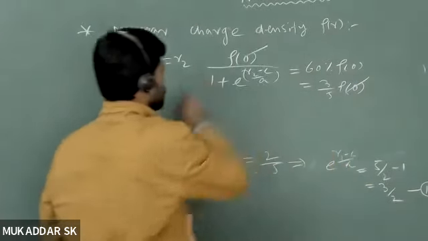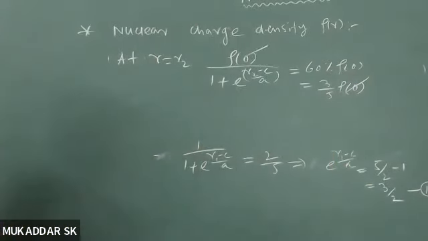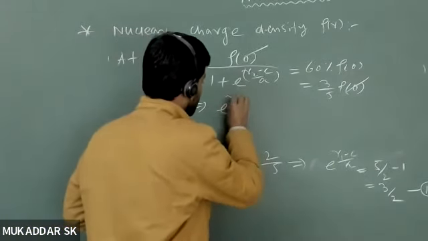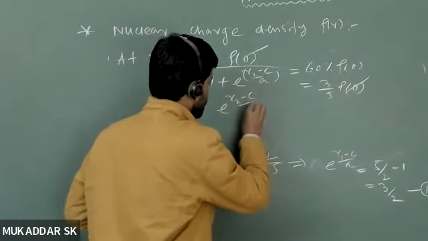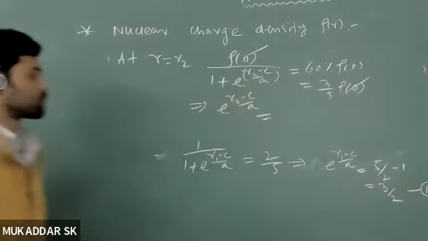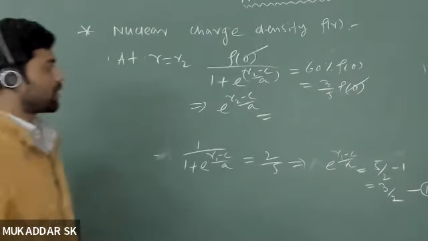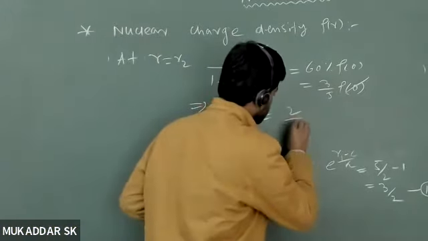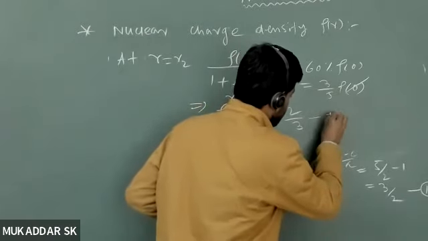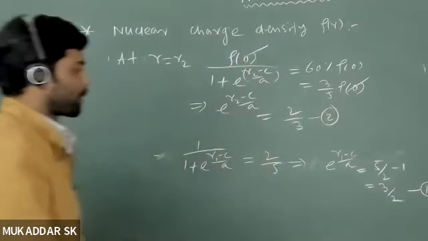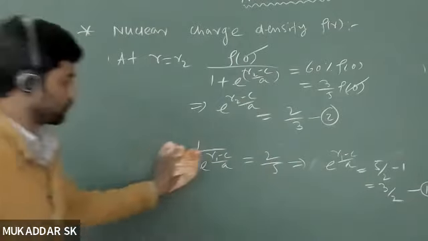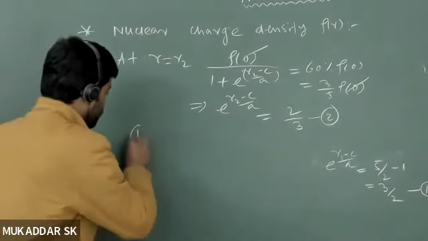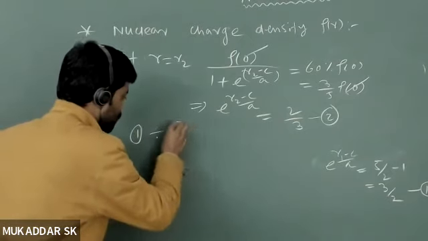Again, I'll cancel this rho naught. And I can write that exponential R2 minus C by A will be how much? 2 by 3, right? 2 by 3. And let us take this as equation number 2. Okay, now if I divide equation 1 by 2, what will happen?